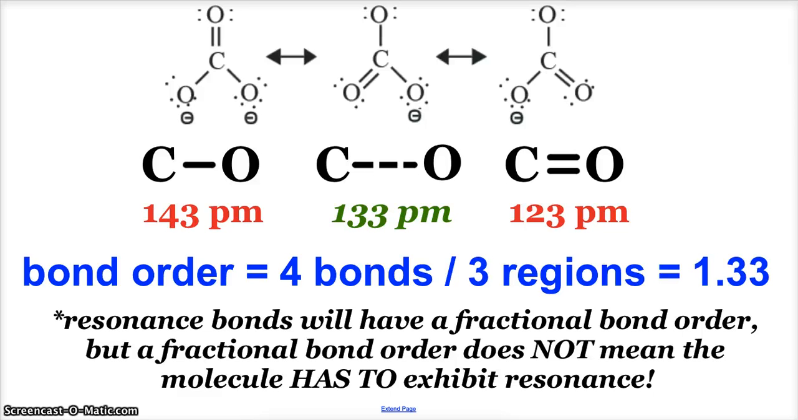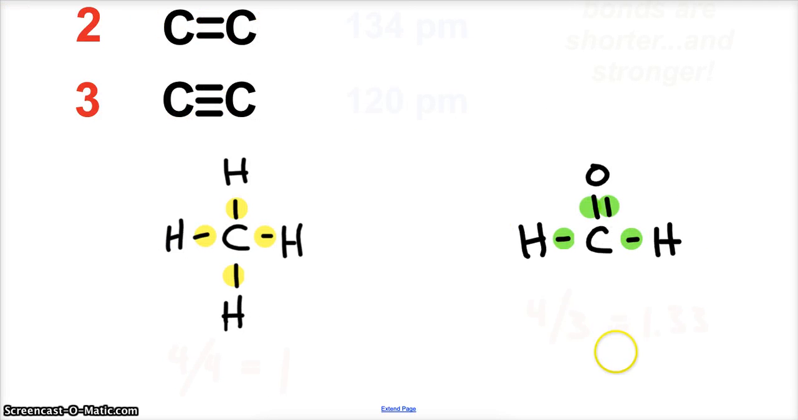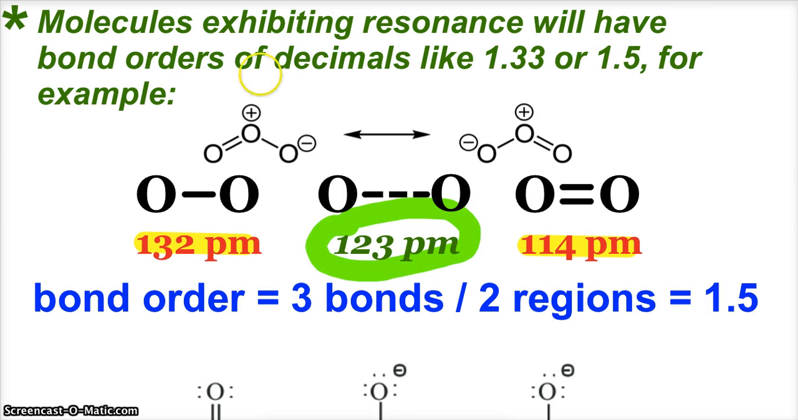But if you have a fractional bond order, meaning a decimal like 1.33, 1.5, 1.67, that does not mean that the molecule has to exhibit resonance. Okay, we saw that example on the previous slide where you could just be having a double bond. But if there is resonance, expect a fractional or decimal bond order.